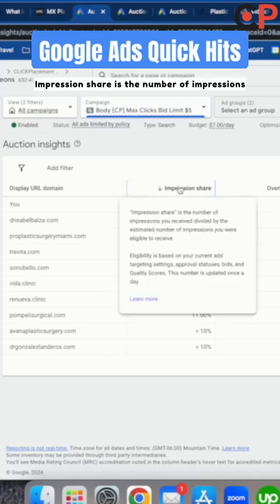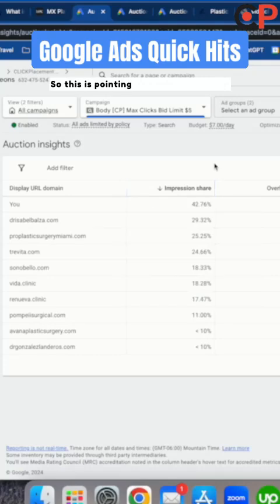Impression share is the number of impressions you received divided by the estimated number of impressions you were eligible to receive. So this is pointing to a budget problem. We could double the budget or more and get a higher impression share, but we are still beating out these other competitors below us.